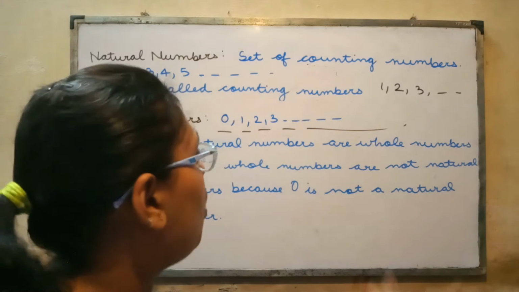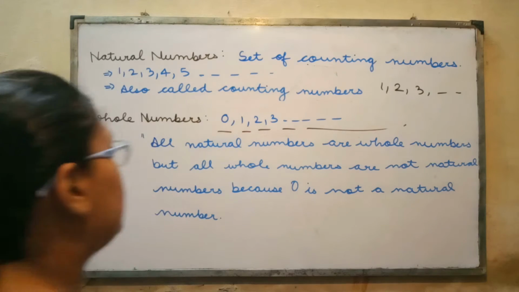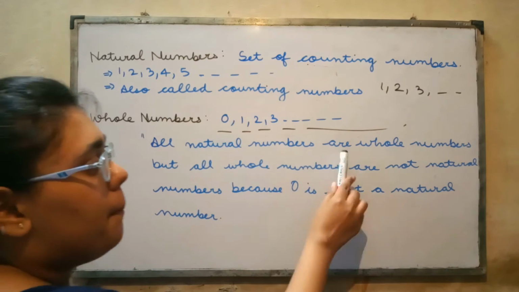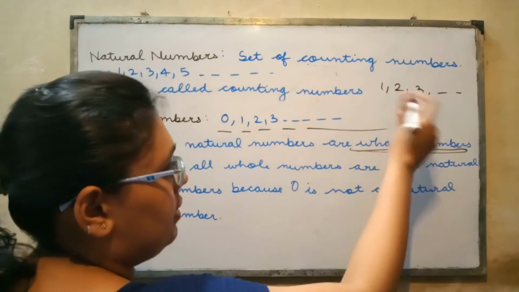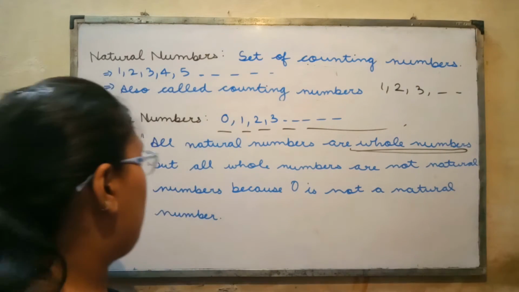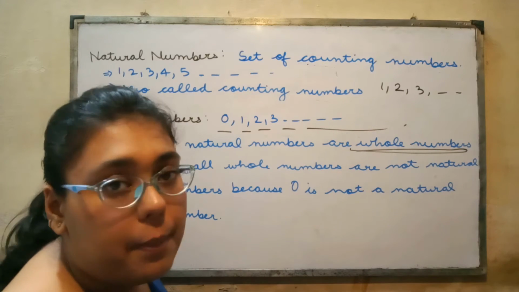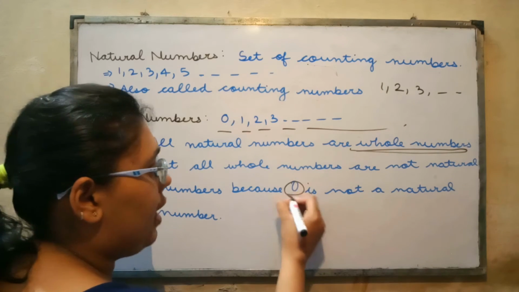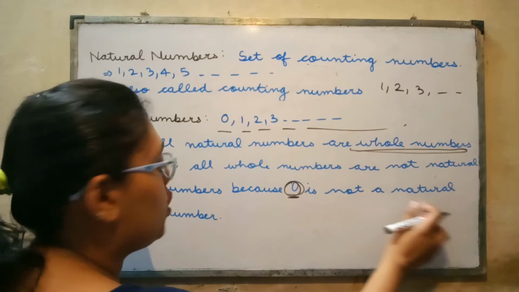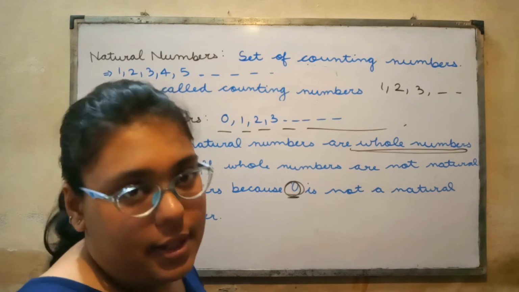Okay? So from this we can conclude one statement, that is, all natural numbers are whole numbers. 1, 2, 3, 5, 8, anything is a whole number. But all whole numbers are not natural numbers, because we have 0 and 0 is not a natural number. This is to be kept in mind.